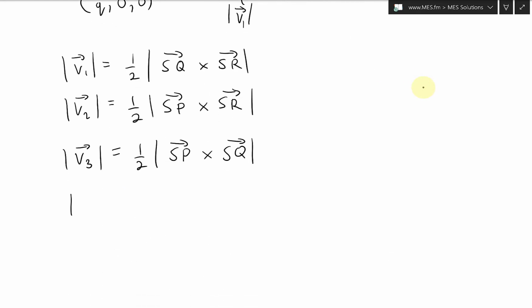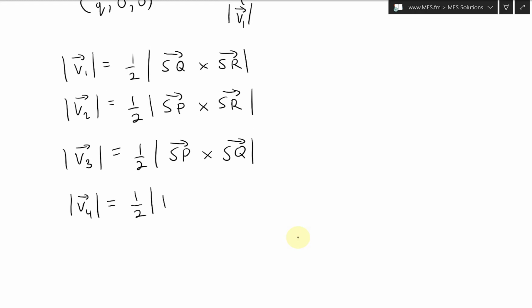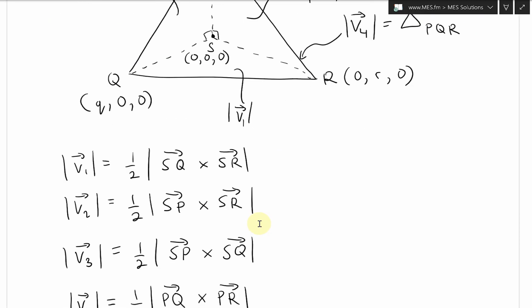So let's write this V4 length equals 1/2 the cross product. We'll look at it from the top here, PQ, and then we'll go PR. So PQ cross PR. And it doesn't matter which direction you do, because you're taking the absolute value. You're looking at the length, so you're going to get a positive number. All right, PQ and PR, like that.